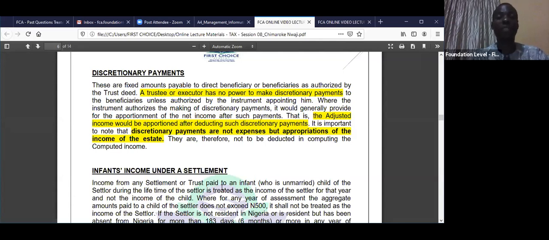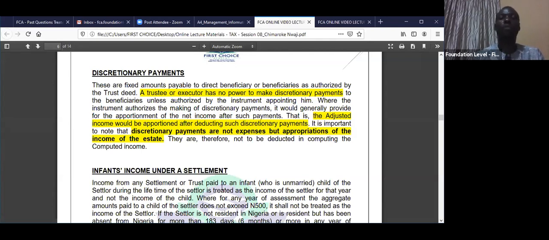So you see, now the executor has been granted the right to make discretionary payments, right? Fine. So he can now make discretionary payments at his own discretion. These are not allowable expenses. These are appropriation. In fact, it means that the discretionary payment is like an advance of your apportionment. It means that out of what is supposed to be apportioned, they are now paying discretionary payments. So discretionary payments are not to be computed before we get our computed income.